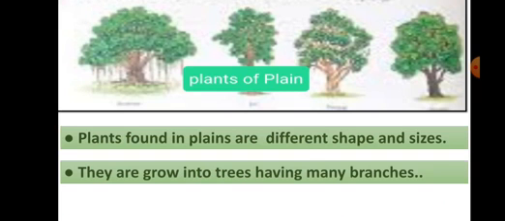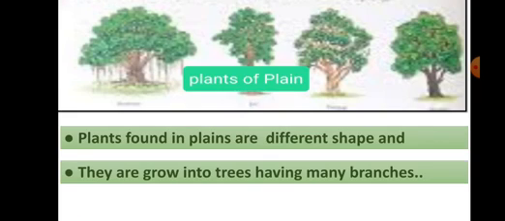An example in front of your eyes, yes, banyan, mango, peepal, neem tree, so many trees of different shapes and sizes are in front of you, and all of you know very well now. Now next, habitat.